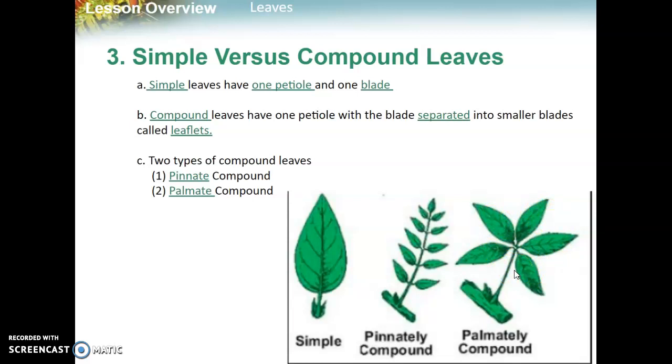Now, there are two kinds of compound leaves. One's called pinnate, the other's called palmate, and here's how they're different. Take a look at this picture. In a pinnate leaf, you have a long petiole that has the leaves coming off of the petiole at different points. They might be right across from each other like this, or they might be alternate, one here, one here, one here, one here kind of thing. Whereas the palmate has a petiole, and all the leaves come off of the petiole in a cluster from that one center point. That's the difference. Pinnate, all the leaflets don't come out at one point. Palmate, they do.